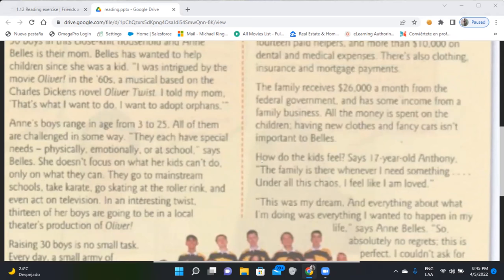The family receives $26,000 a month from the federal government and has some income from a family business. All the money is spent on the children. Having new clothes and fancy cars isn't important to Bells.